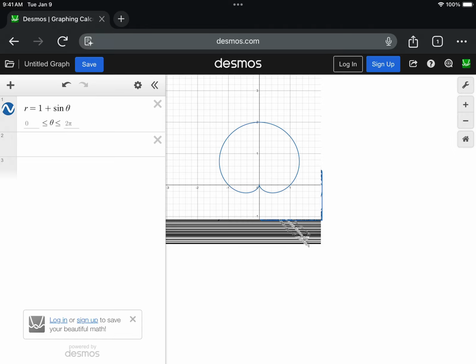But I hope this helped you trace polar curves using tables. This is not the only way, as I've said. We're going to be using graphs of the sine and the cosine function sometimes to be able to graph polar curves differently. So this is going to be all for this video. I'm going to talk about a different way in the future.